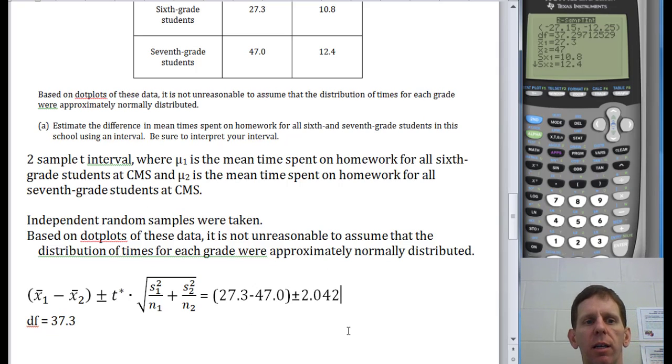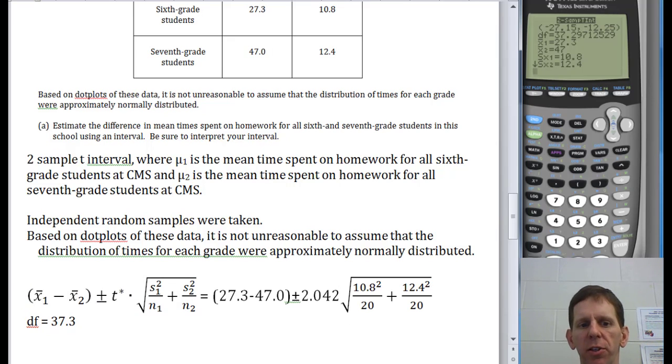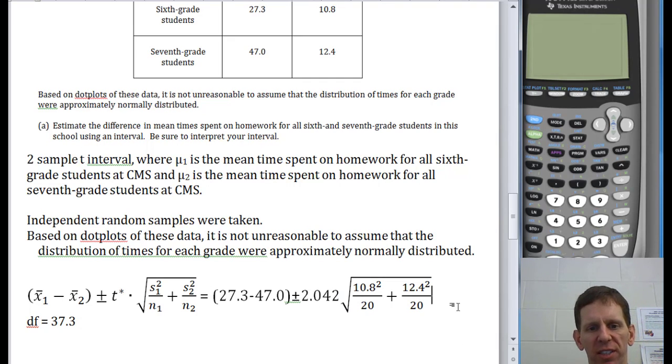We will eventually come up with a calculator program that will generate the exact value for T star, and you'll get that next week in class. But for right now, that's as good as we can do. Now we're going to substitute our standard deviations and our sample sizes underneath the square root. Now here's another little quick tip. Because we've used the 2-sample t-interval program on your calculator, this number here, negative 27.15 comma negative 12.25, is what you get if you were to crunch this out.